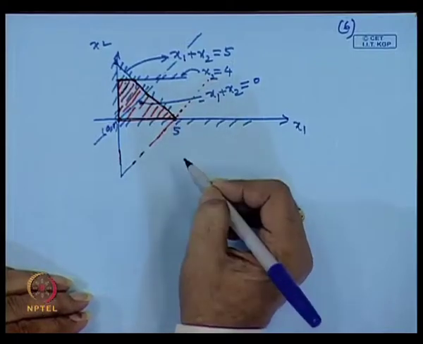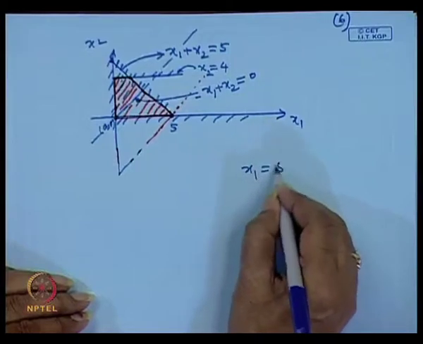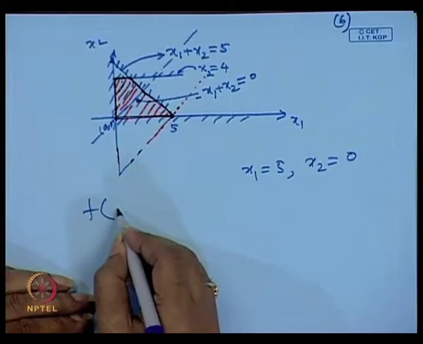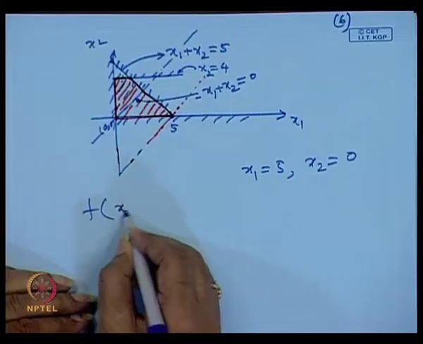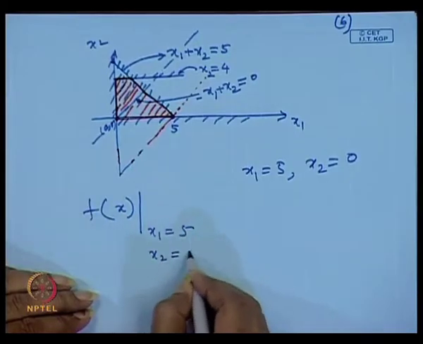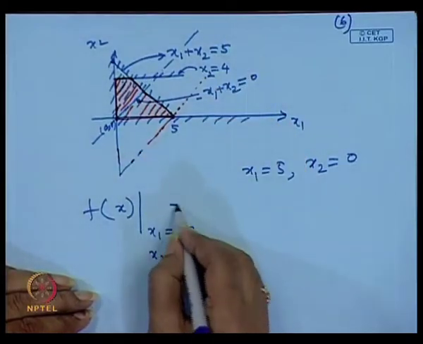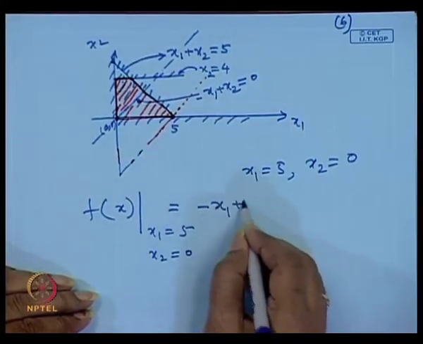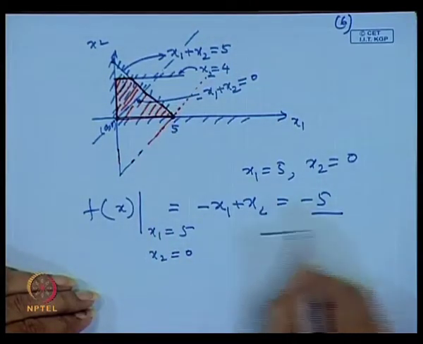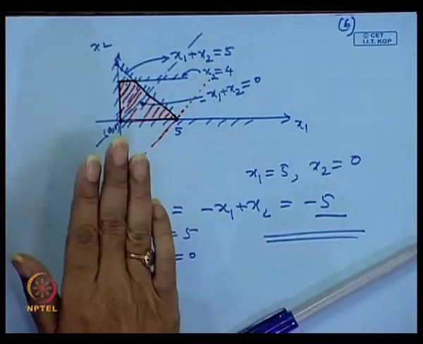At this point, what is the function value observed? This point is x 1 is equal to 5, x 2 is equal to 0. So the function value f of x at x 1 equal to 5 and x 2 equal to 0 will give you the minimum value of the function. If you put this in minus x 1 plus x 2, it is minus 5. Graphically also one can see this is the problem.